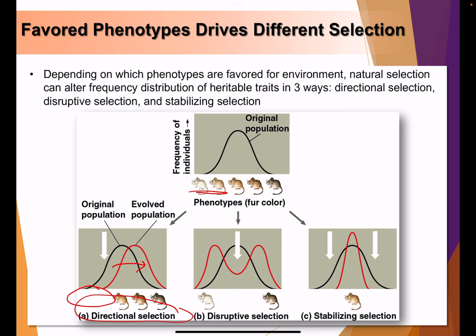Maybe it's a survival kind of thing where the dark mouse was able to hide or camouflage themselves better in the environment. That's why it shifted in one direction. So that's directional selection. Remember, directional with the curve shifting in one direction.